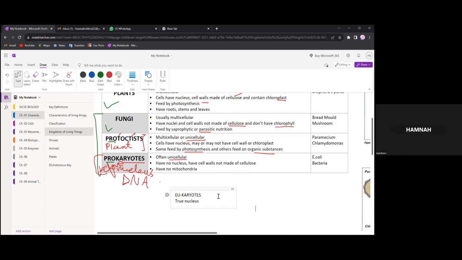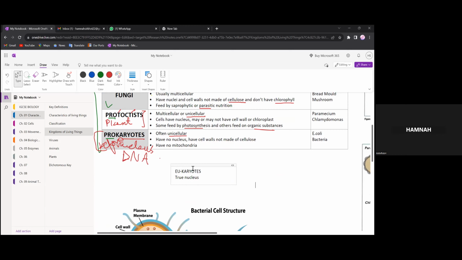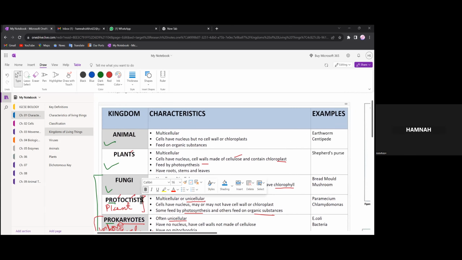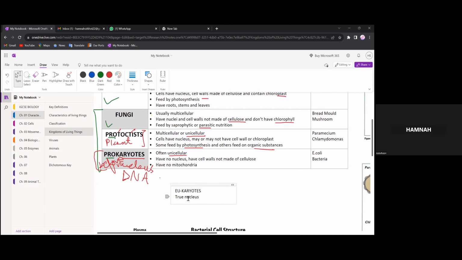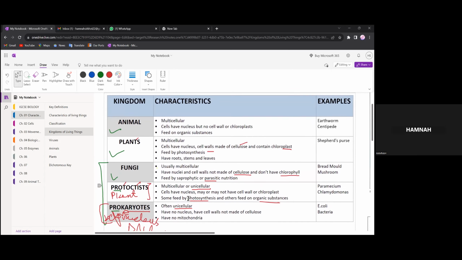Afterwards, many other scientists did more research and further classified organisms into animals, plants, fungi, and protoctis. What they did was break down these eukaryotes. All of these organisms, animals, plants, fungi, and protoctis, all four of these were classified under eukaryotes, because they all had a true nucleus, we all have DNA, we all have chromosomes.